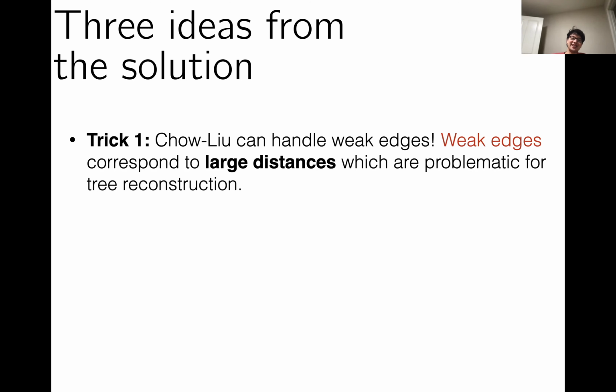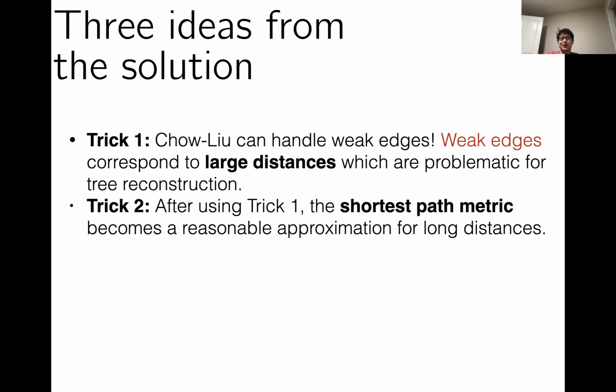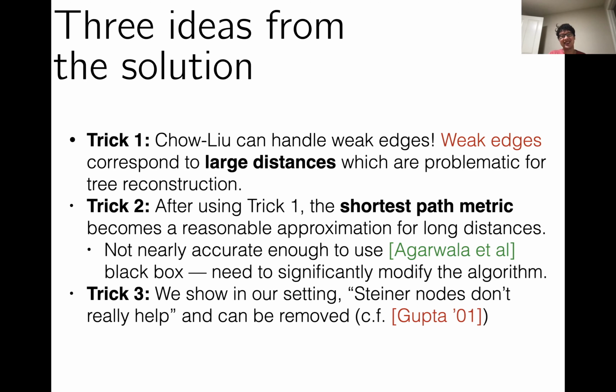The first one, which seems really key, is the Chow-Liu step. We show Chow-Liu is really good with the weak edges and just has trouble with the strong edges. So by doing the first step of our algorithm, we get rid of all of those weak edges, and those are the large distances which would have caused problems for the tree reconstruction. Then you can come up with a better estimate for the remaining large distances by looking at shortest path distances. It requires a bunch of work.